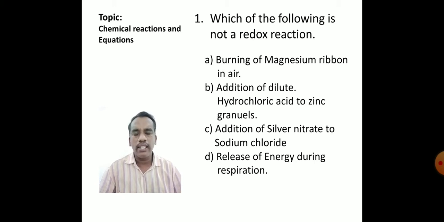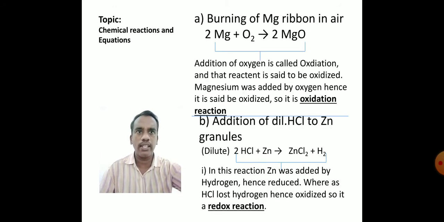Now let us study each and every option in detail. Burning of magnesium ribbon in air means the magnesium is reacting with atmospheric oxygen to form magnesium oxide. Let us see the equation here. It is 2Mg plus O2 gives 2MgO. What is happening to the magnesium? It is gaining oxygen. Hence we say it is undergoing oxidation.